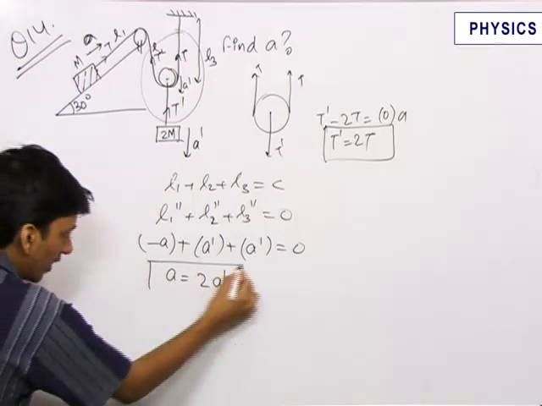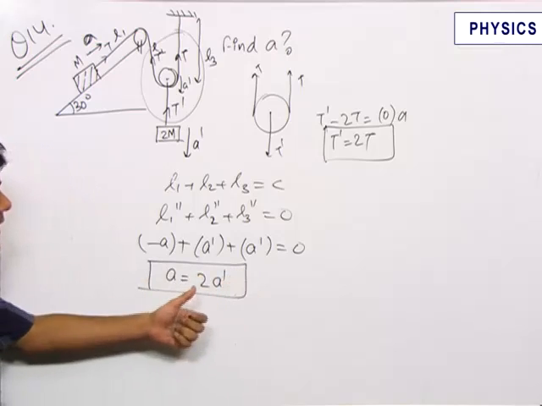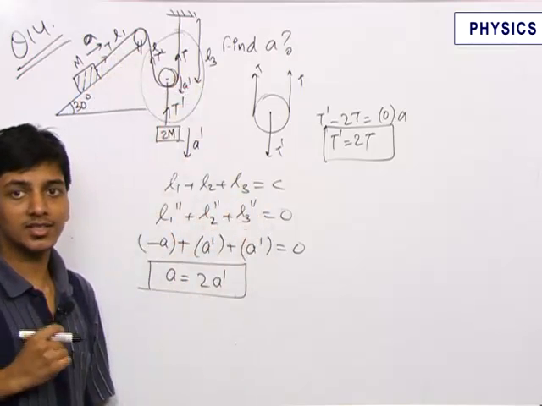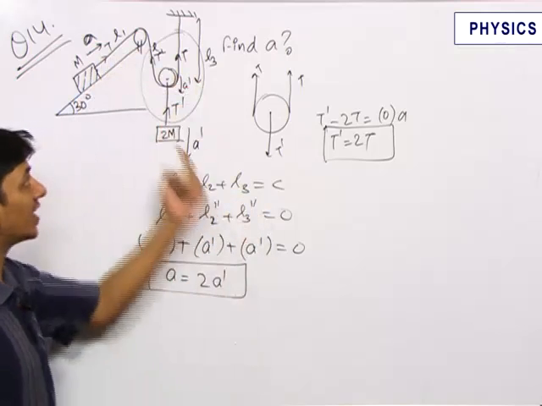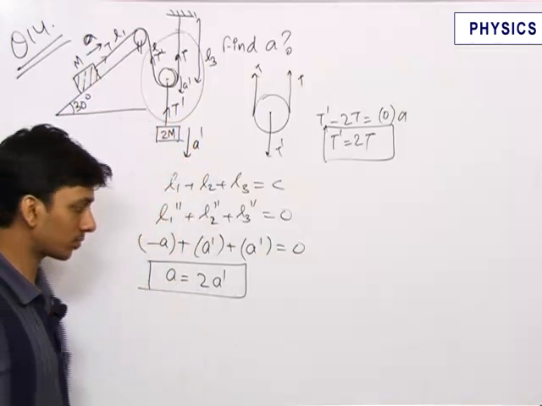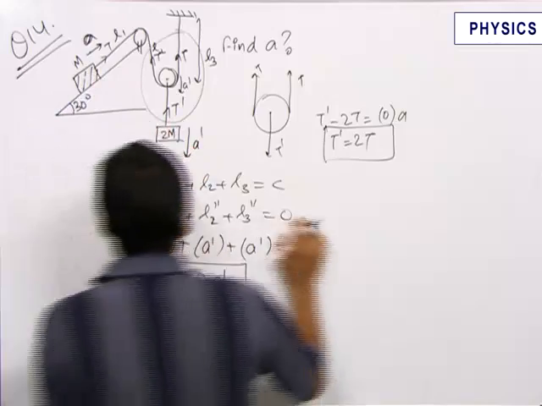This is another important result which we get. Now this method is known as string constraint, and the string constraint is always used to find out the relation between the accelerations of the various blocks. Therefore A is equal to 2 A dash.